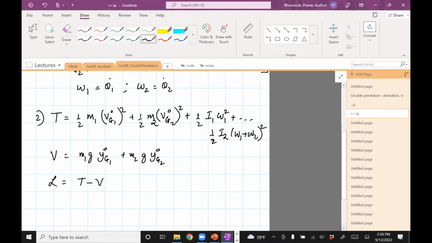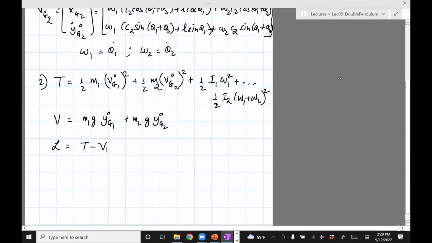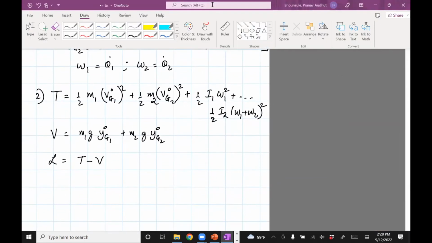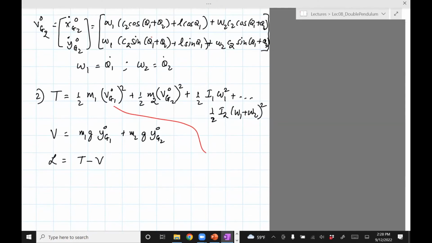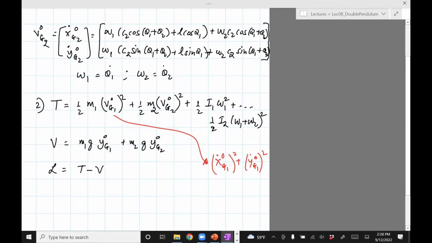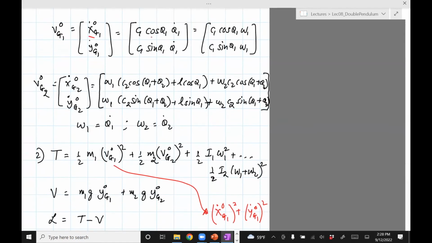And then my L is T minus V. Conceptually, it's very simple. You just do the subtraction. But if I tell you to go ahead and substitute the value of Vg1, maybe I should put it here because I think people won't know what this is. You need to compute xg1 dot squared plus yg1 dot squared. So you take this component, square that term, and square this term, and then sum it.